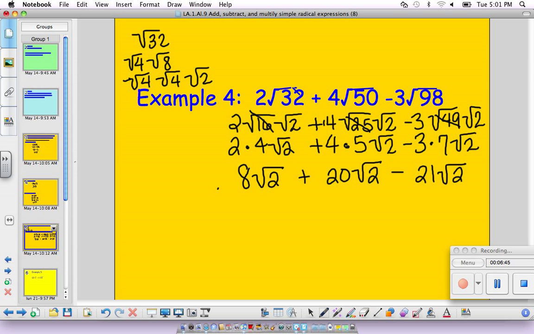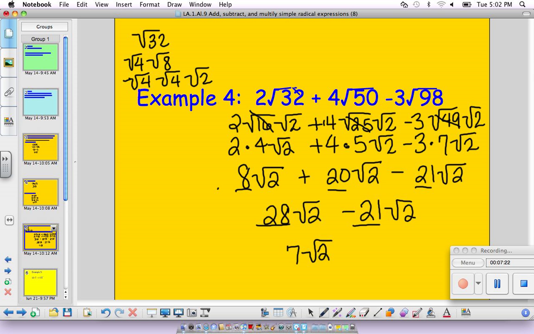Each term has the square root of 2 as its radical part. That means they're like terms. If you have the same exact number under the radical sign, they are like terms and they can be combined. So I'm going to combine only the constants. 8 plus 20 is 28 square roots of 2 minus 21 times the square root of 2. Now I can take 28 and 21. 28 minus 21 is 7. So the final answer here is 7 times the square root of 2.